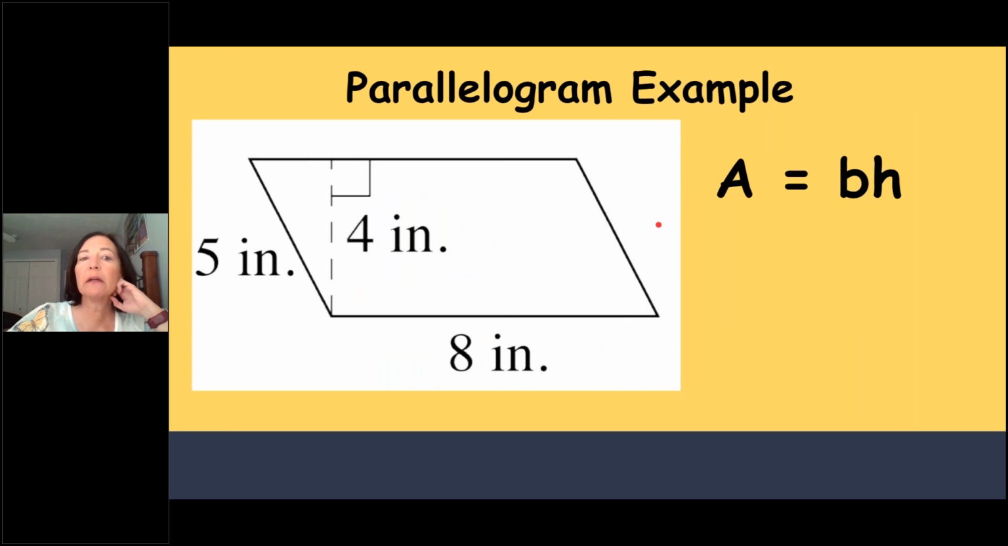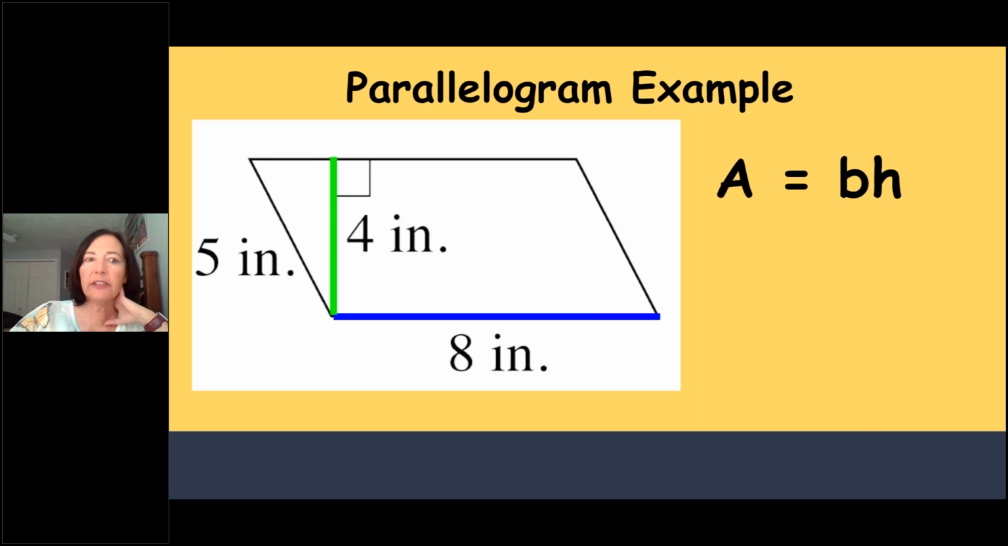Okay, let's go through a parallelogram example. So the formula, which you could find on your formula page or you could memorize it, is area equals base times height. So Tashana, how long is the base in this parallelogram? 4 inches. The base is actually, oh, I'm sorry, 8 inches. And then what is the height of this parallelogram? 4 inches. 4 inches is correct.